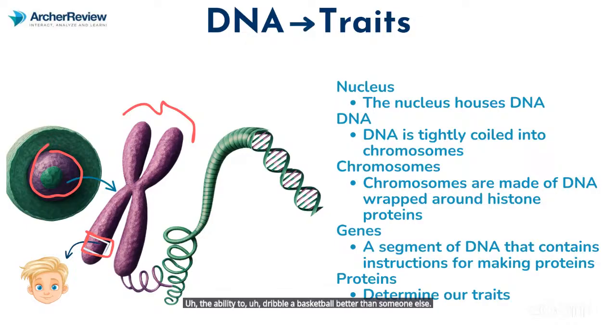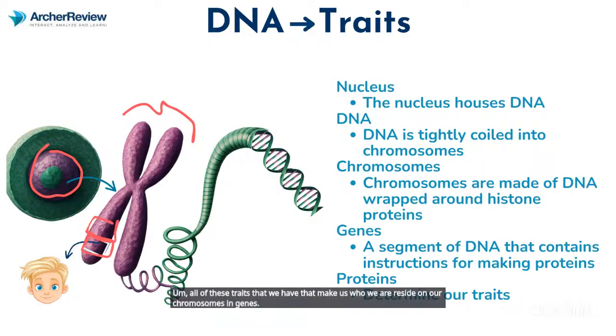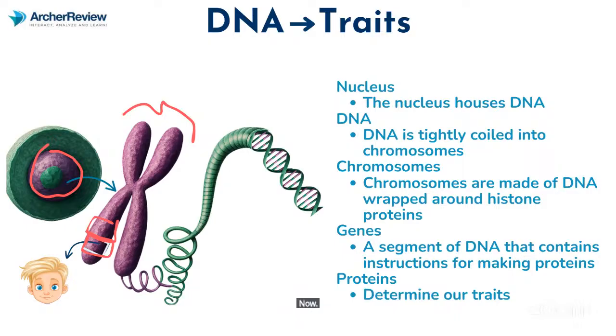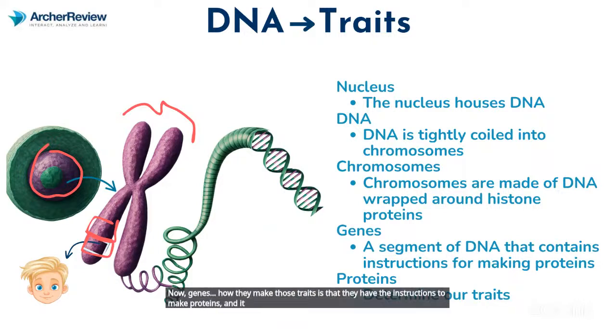All of these traits that we have that make us who we are reside on our chromosomes in genes. Now, how genes make those traits is that they have the instructions to make proteins, and it's the proteins that determine those traits: the blonde hair, the blue eyes, the ability to roll the tongue, that sort of thing.